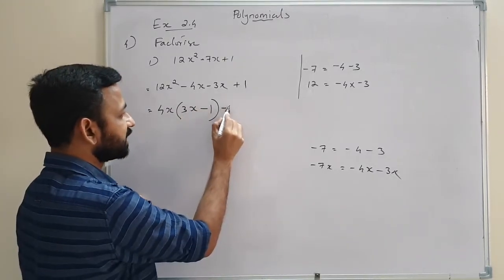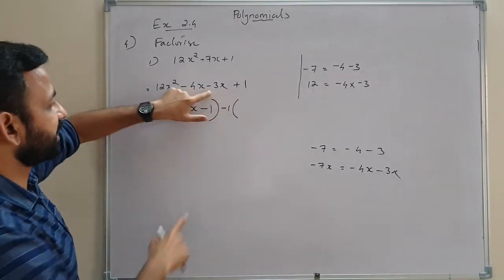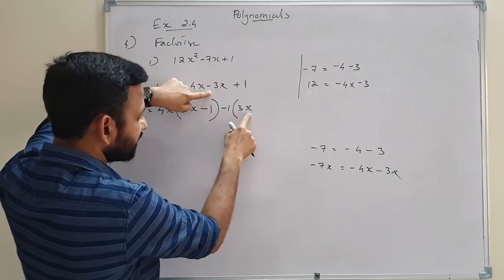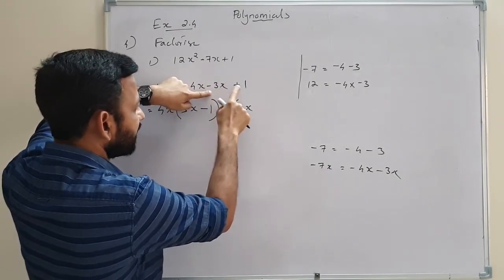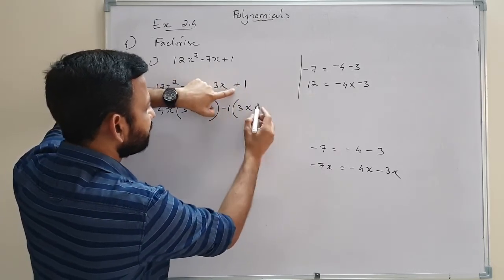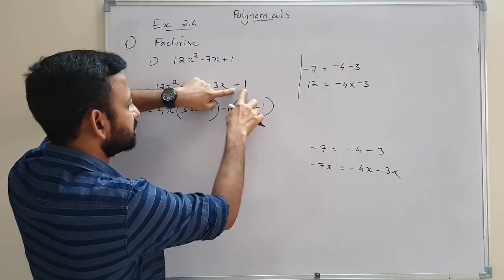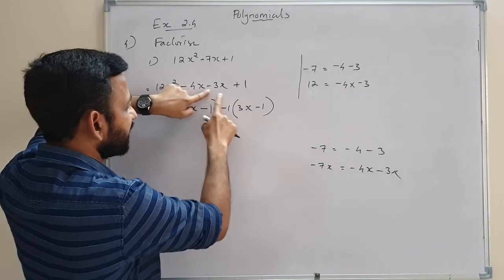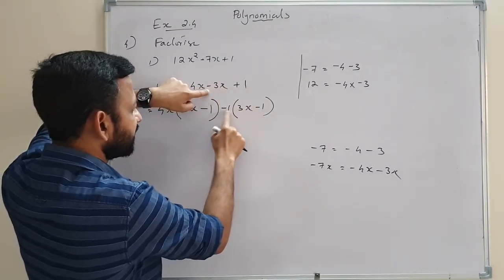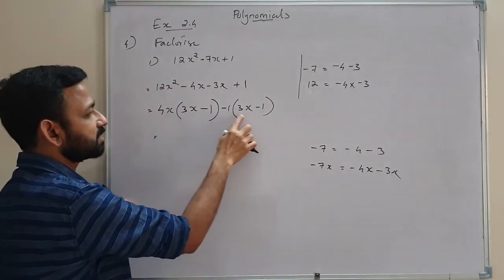So if you take minus 1 outside, we will write 3x here, because minus 1 into 3x is minus 3x. And here we want to get a plus 1. Here already one minus 1 is there. So if you keep minus 1 here, minus 1 into minus 1, plus 1. Once again, just open the bracket and make sure you are getting this. Minus 1 into 3x, minus 3x; minus 1 into minus 1, plus 1. Correct. So now we have 3x minus 1, 3x minus 1.